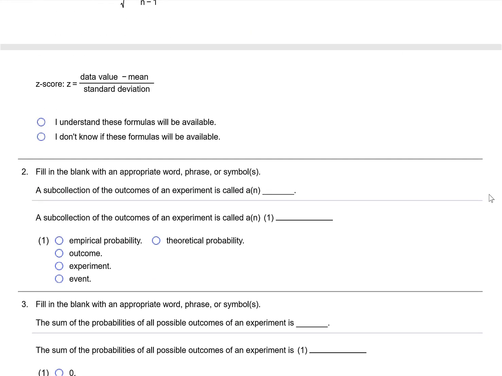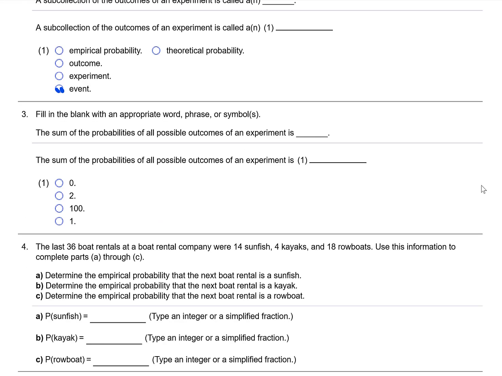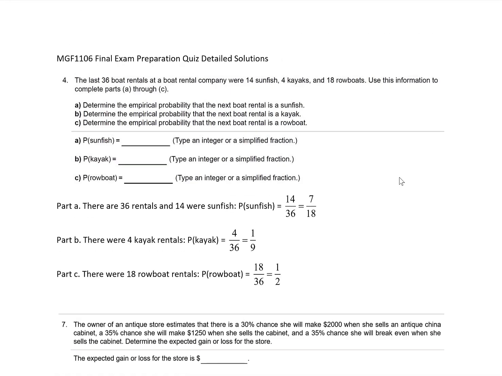So the first question, definition, fill in the blank with the appropriate word or phrase. A subcollection of the outcomes of an experiment is called what? That's called an event. The sum of the probabilities of all the possible outcomes of an experiment has to be equal to 1. Now the next question I have a detailed solution for, and these are also posted for you in my courses because it needs a little more calculation.